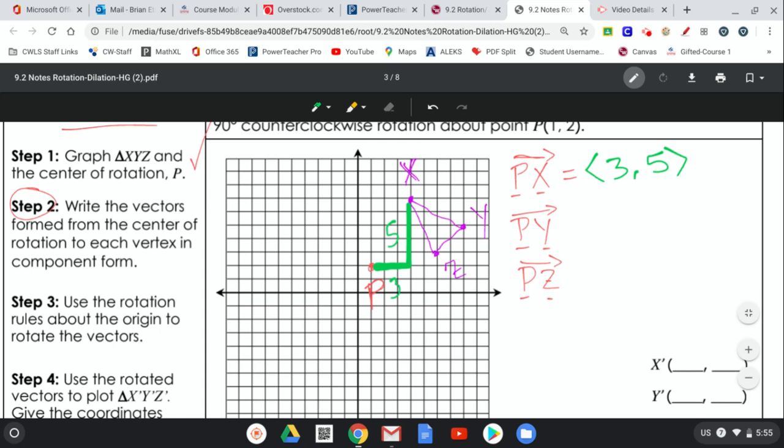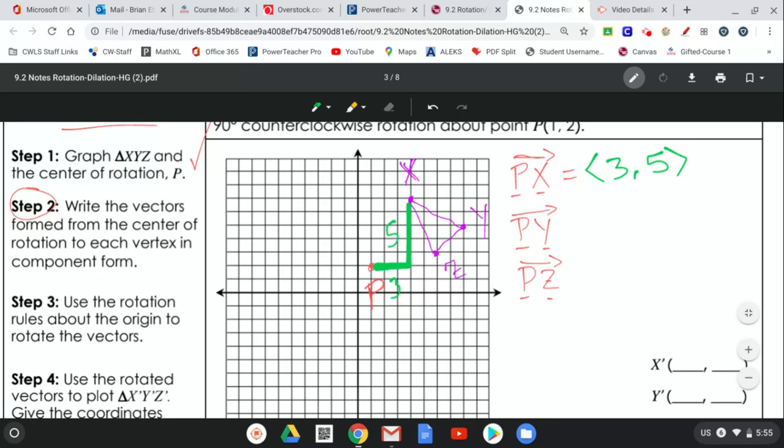All right, guys. So we're on step 2 here. We're writing the vectors in vector component form, and we did PX. All right, vector PX first. We're going to move on to vector PY.